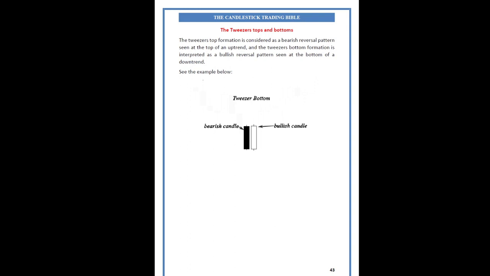So next we have the tweezer top formation, and this is a bearish reversal pattern seen at the top of an uptrend, and the tweezer bottom formation is interpreted as a bullish reversal pattern seen at the bottom of a downtrend. So that's the tweezer bottom bearish candle.